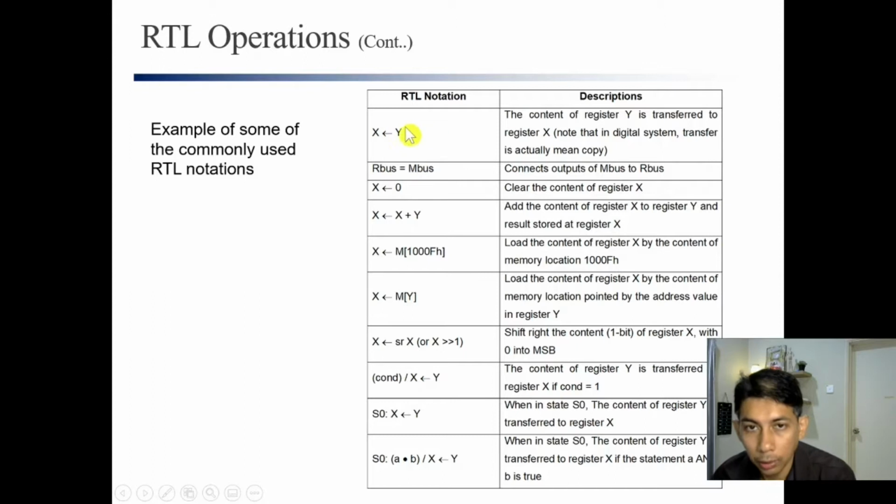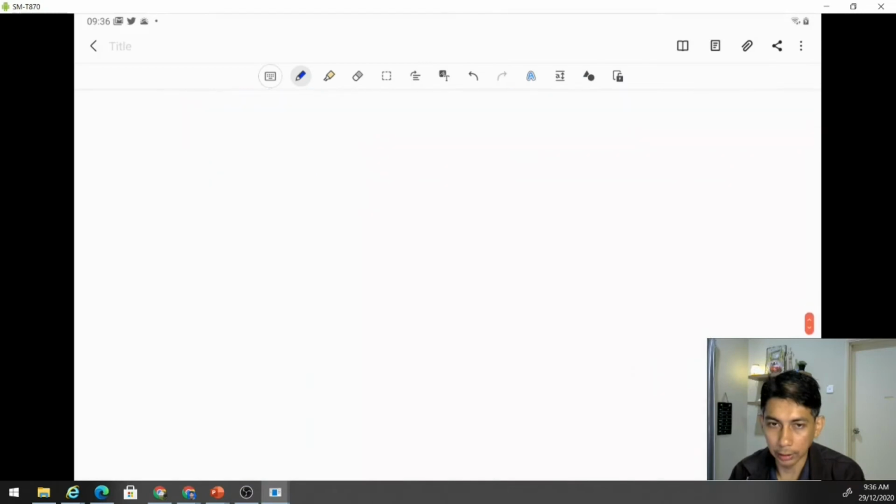So this is how we do it when we want to move or transfer the data from Y to X. Next is this. If we want to connect the bus or the wire, the name for the first wire is M bus, for example. We want to connect M bus to R bus. So this is how we do it: M bus, assignment sign, and R bus at the right. So it means that M bus is assigned to R bus.